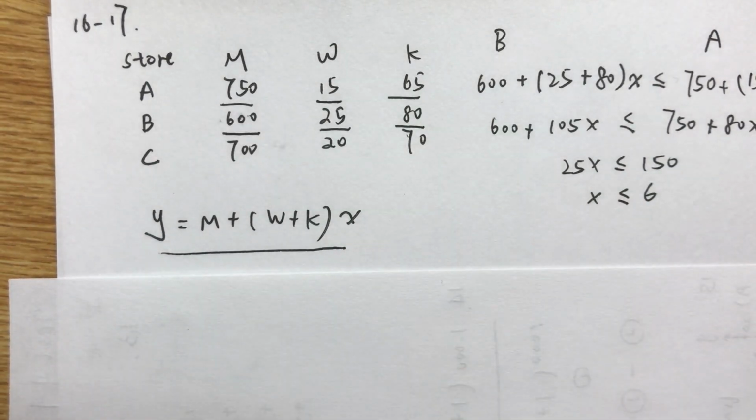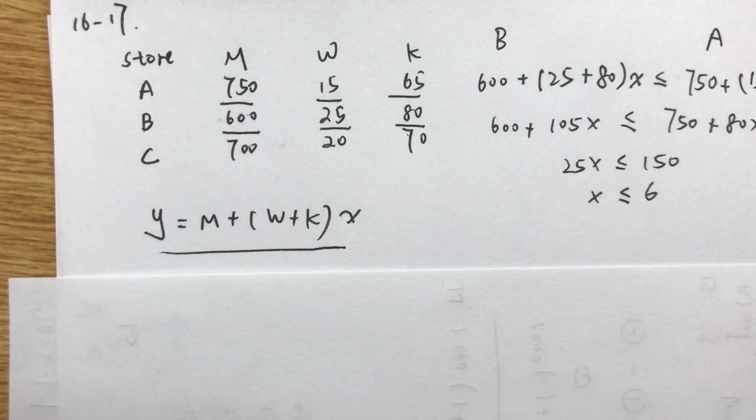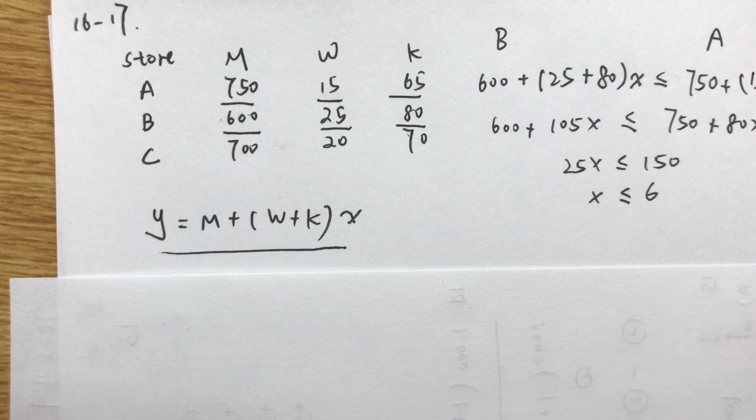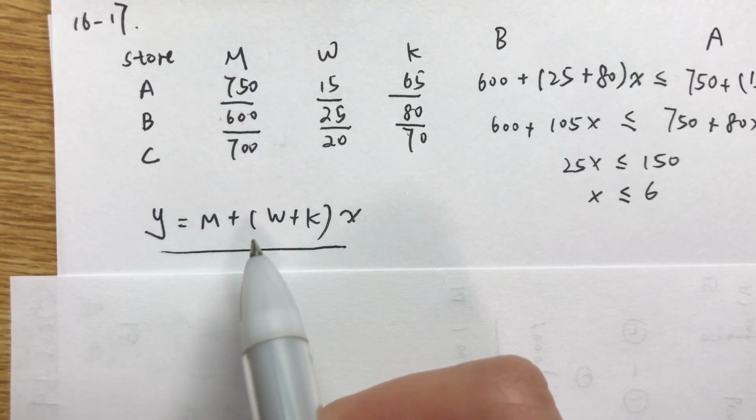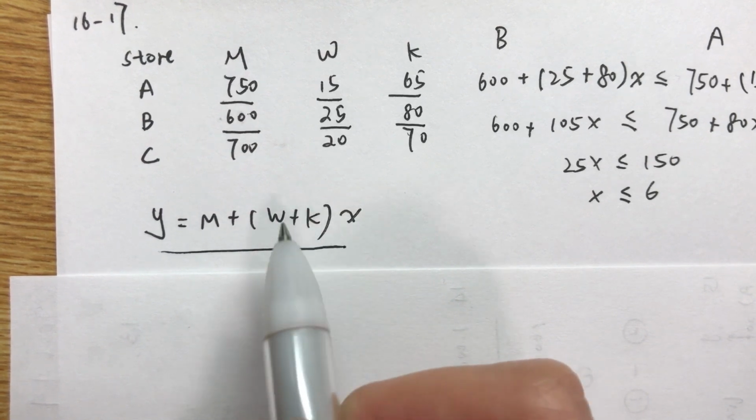Okay. And the question tells you that the total cost Y for buying the materials and renting the tools in terms of the number of days X is given by the equation, which is Y equals M plus W plus K times X.